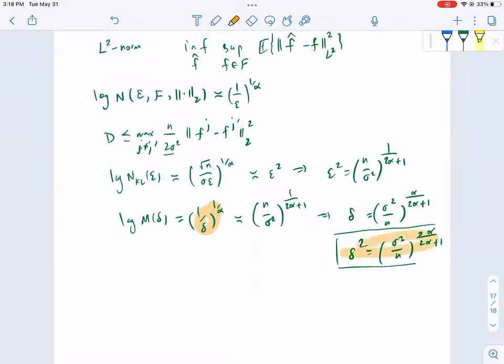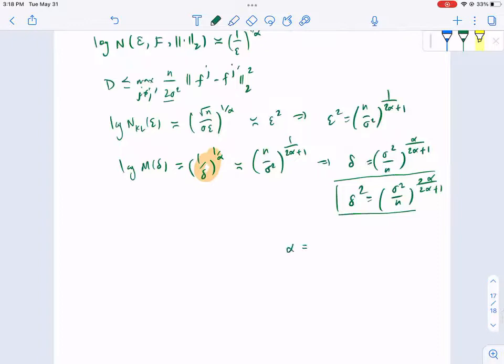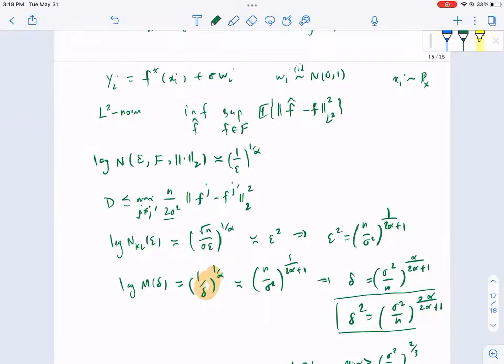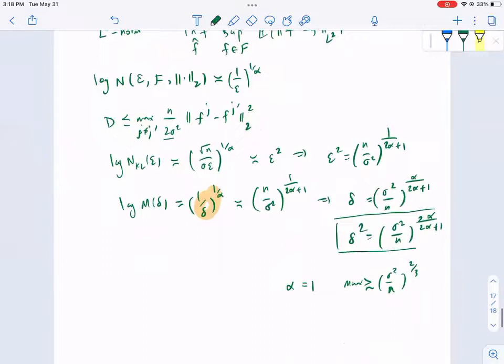This is going to be the minimax lower rate. And for example, for alpha equal to 1, the minimax lower bound is sigma squared over n to the 2 over 3, which is what we get for the Lipschitz class. So this argument shows that for the Lipschitz class, this is going to hold with alpha equal to 1. This shows that for the Lipschitz class, you can't do better than this. So that sort of closes the gap.